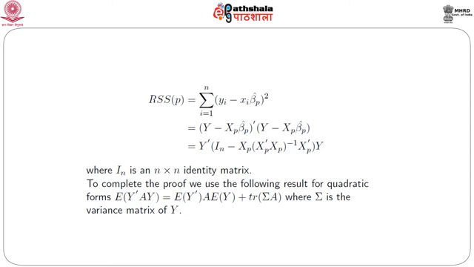Now, to complete this proof, we use the following result from quadratic forms. We know that expectation of y prime A y equals expectation of y prime times A times expectation of y, plus trace of sigma A, where sigma is the variance matrix of y.